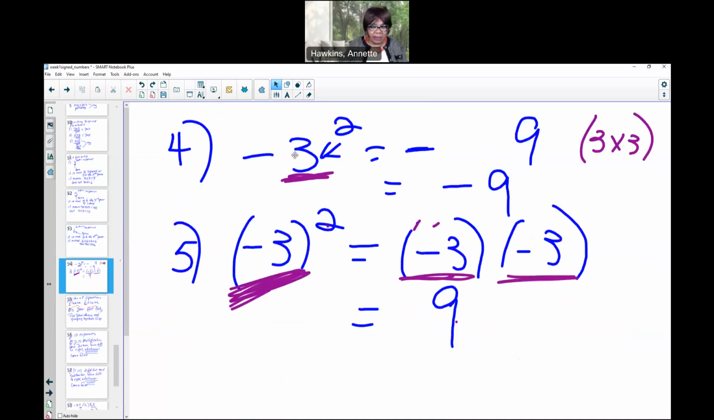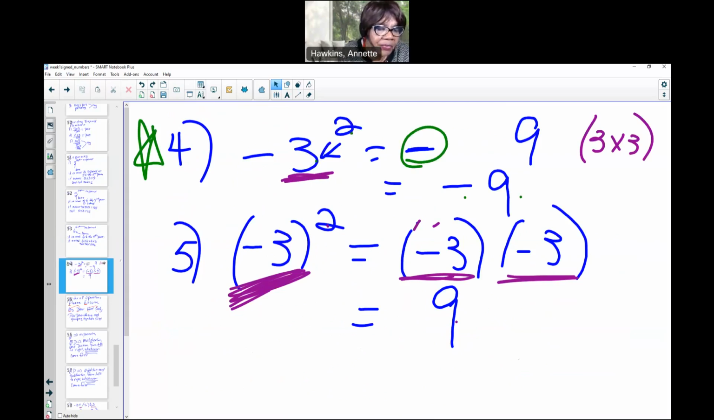Now let's take a look at this problem. Okay, and this is very important. The exponent goes to the number immediately below it, and the number immediately below it is a 3. And so we want to put an asterisk here because this oftentimes trips students up. Okay? So this is 3 squared, which is 9, and then this is in front of it. So this makes this a negative 9.